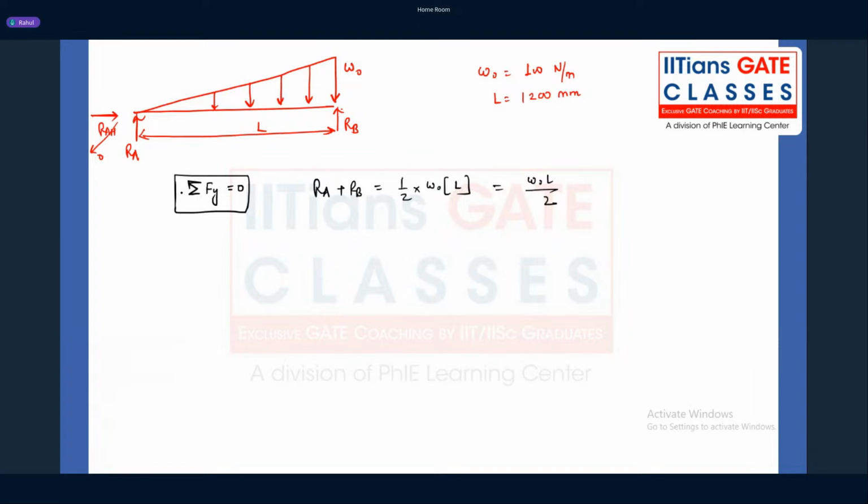Right. And if you take summation of moment about A point to be 0, again, this is a very lengthy method, guys. Whatever method I'm explaining right now seems to be lengthy, but you have to follow it if you don't know the formula directly.